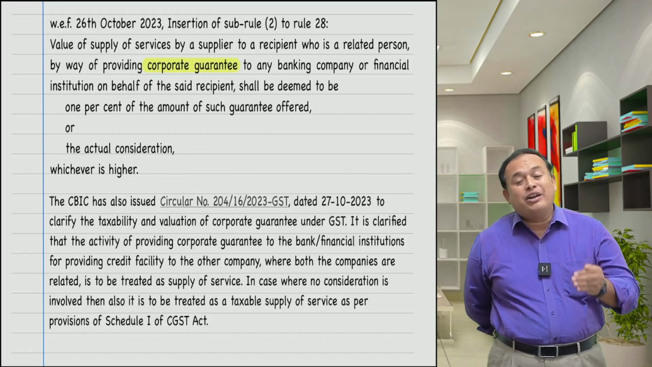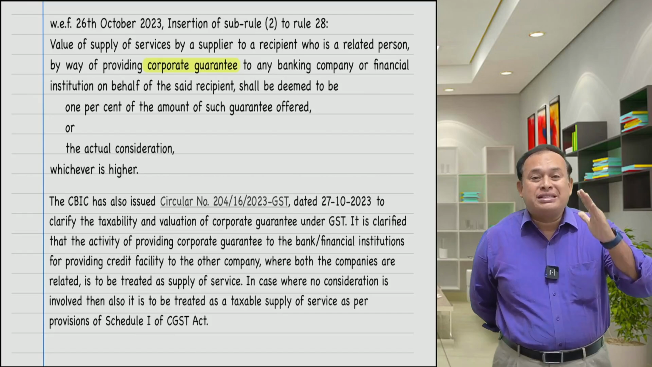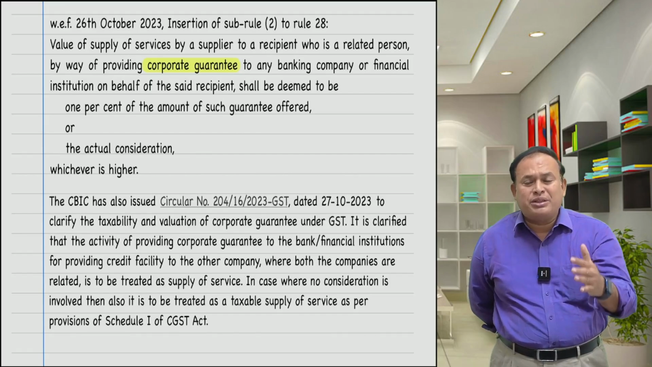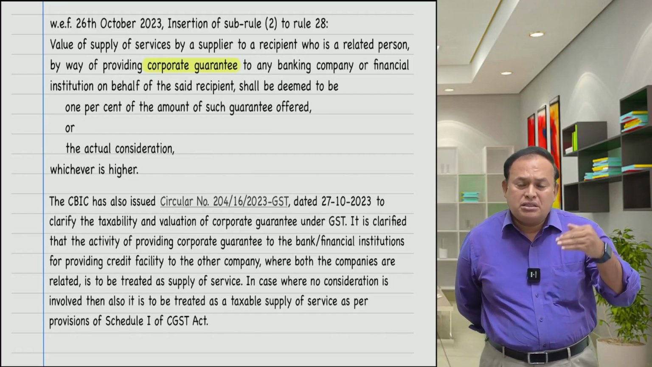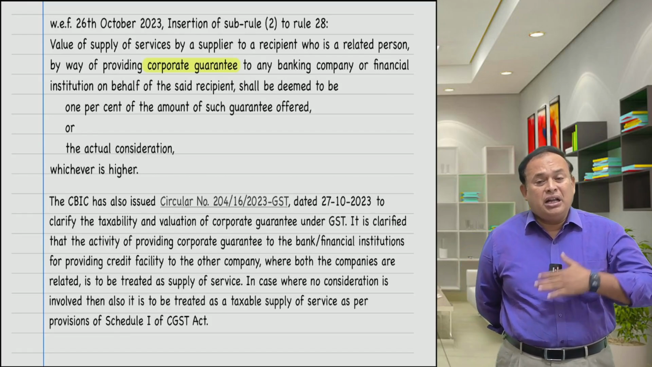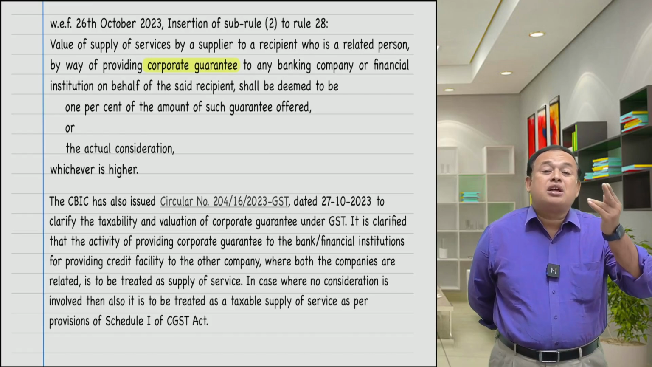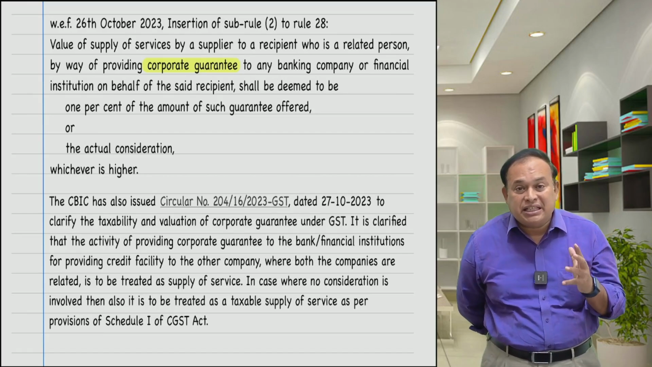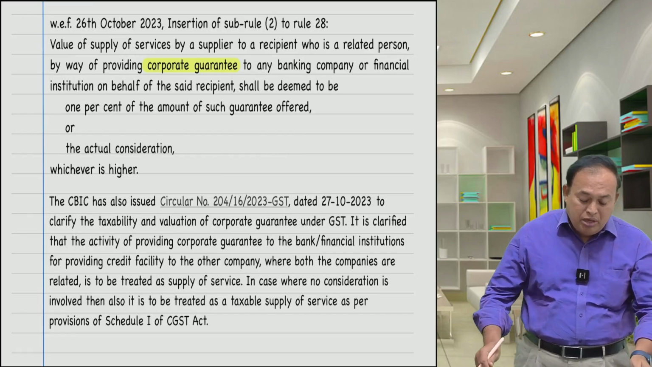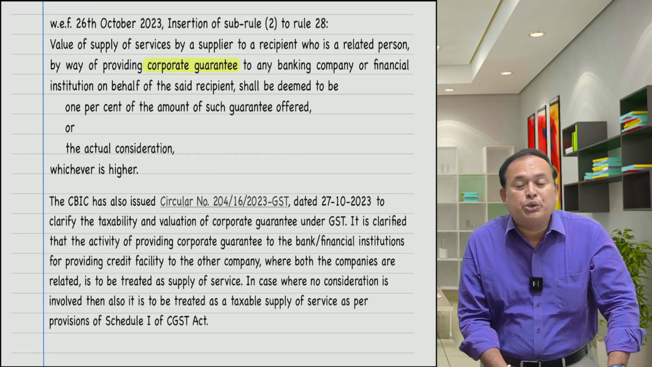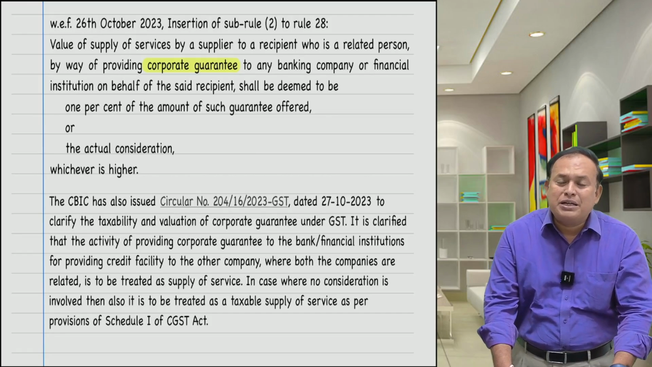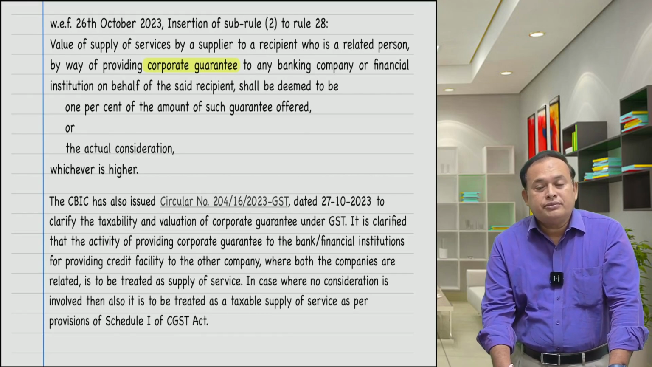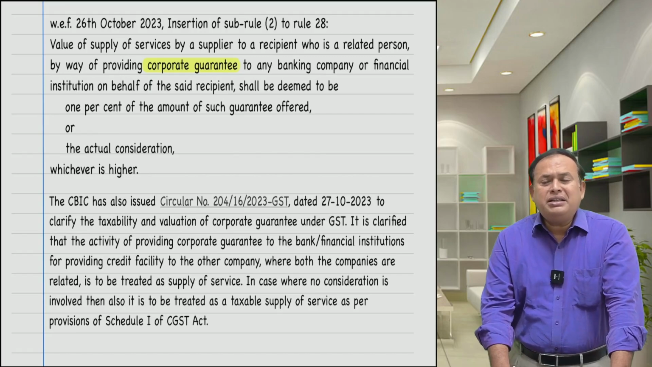So far, under rule number 28 only one sub rule was there. Rule number 28 sub rule number 1 only was there and is also there, which carries proviso 1 and proviso 2. Now rule number 28 sub rule number 2 is newly inserted to provide the valuation in the case of corporate guarantee from 26th October 2023, an amended provision. Definitely one can expect it in the coming exam of May 2024 onwards. Dear friends, what is this corporate guarantee?